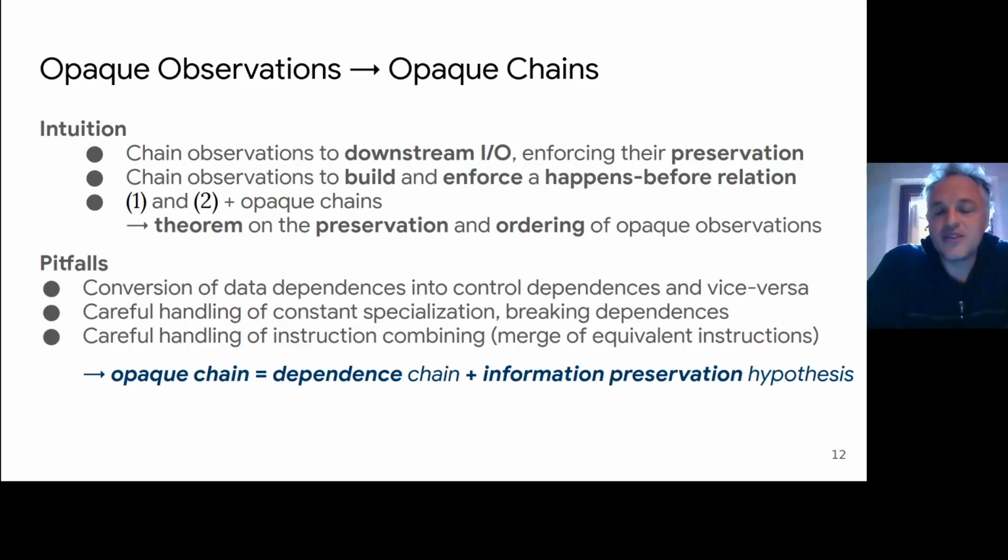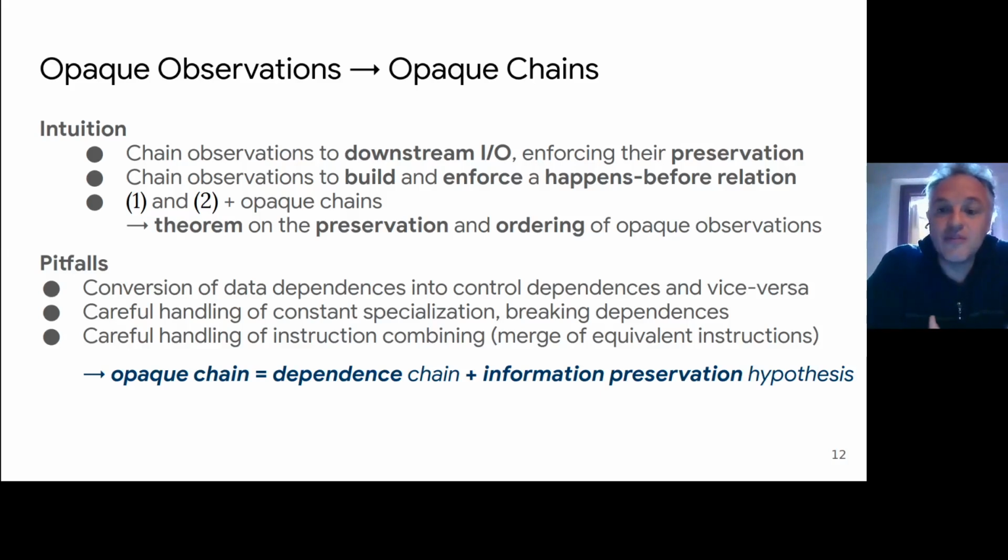And constant specialization can break dependencies. So you may have a chain of dependencies that can be broken when the compiler realizes by static analysis that a value is always 0, for example. And then that defeats the purpose of chaining the observations to enforce some form of preservation or happens-before relation. Same thing with instruction combining, like merging of equivalent instructions, which also can break control dependencies.